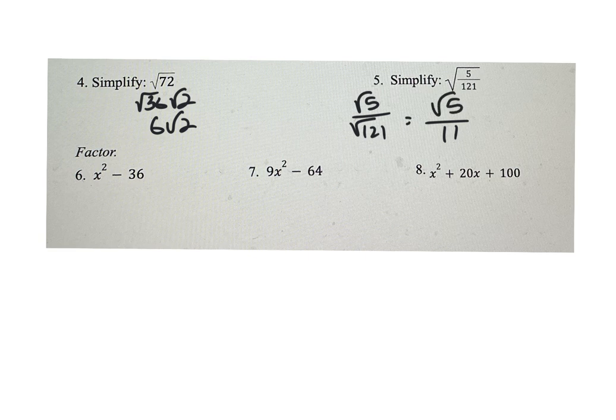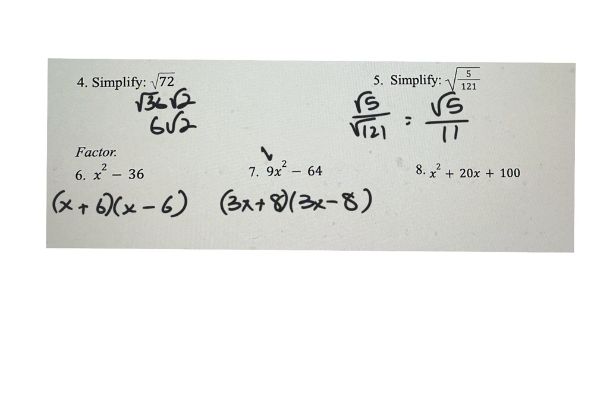Number 6, factor. This is a difference of squares. Remember, you can only do difference of squares. The square root of x squared is x. The square root of 36 is 6. You need a plus and minus. That's the difference of squares. 7 is the same kind of problem. Okay, it's also a difference of squares. The square root of 9x squared is 3x. The square root of 64 is 8. Need a plus and a minus again.